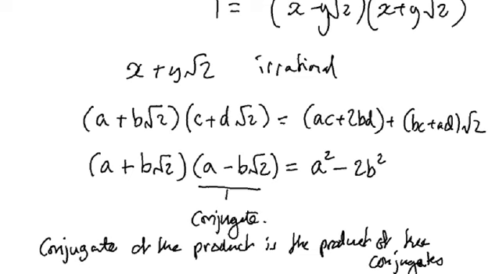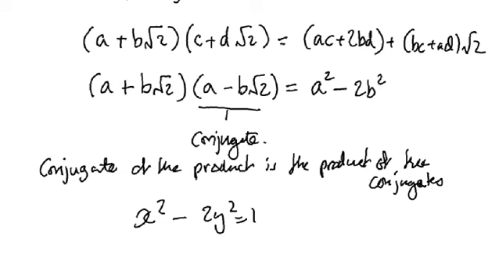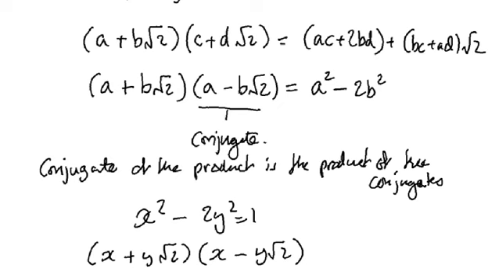Now that's actually quite important for our situation here, because you see what I've got here is the equation we've had, x squared minus 2y squared equals 1. And what I can do is I can say that what that's essentially saying is that if I multiply the conjugates of these two numbers, I get 1.